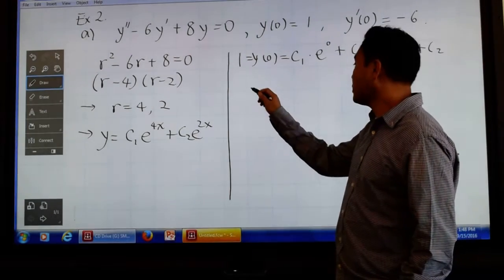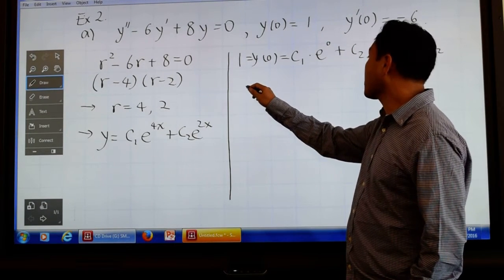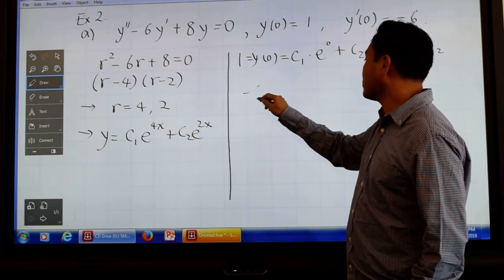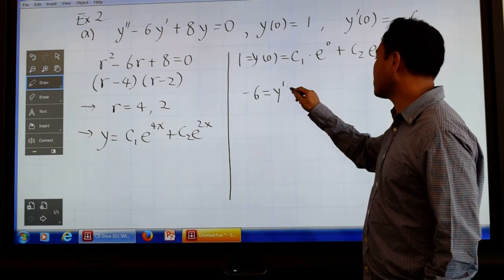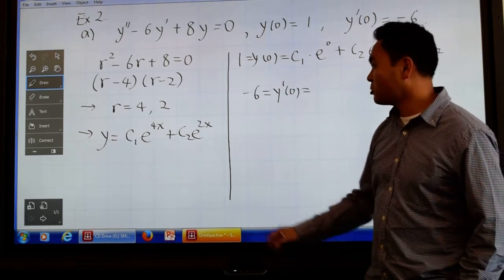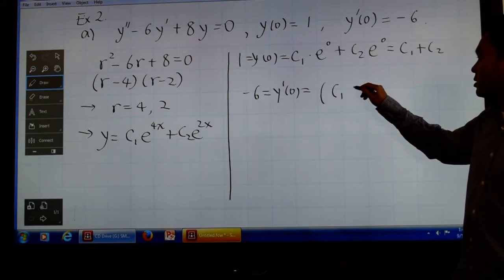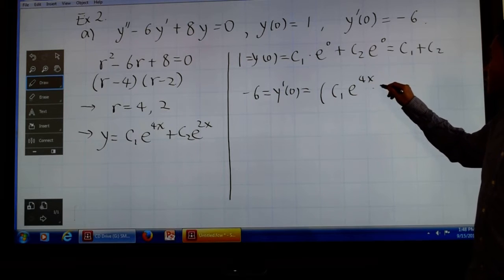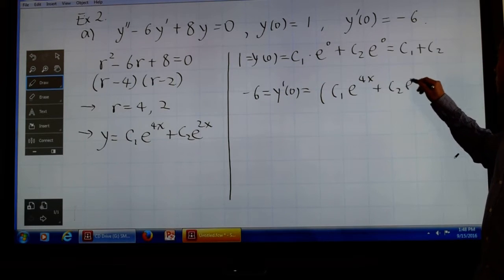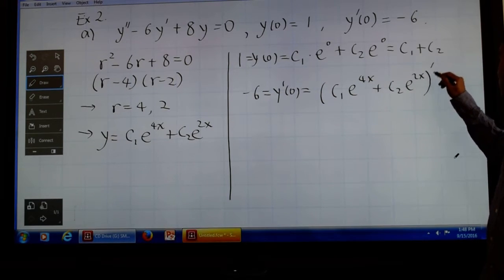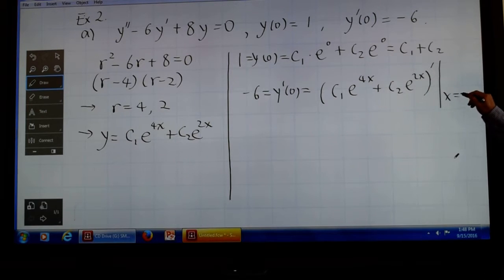Then we have negative 6 equal to y prime of 0. But what's y prime of 0? You first have to differentiate this. So we have to differentiate c1 e to the 4x plus c2 e to the 2x. I have to differentiate this and then plug in x equals 0. This symbol here means after you do the derivative, you plug in whatever is right here.